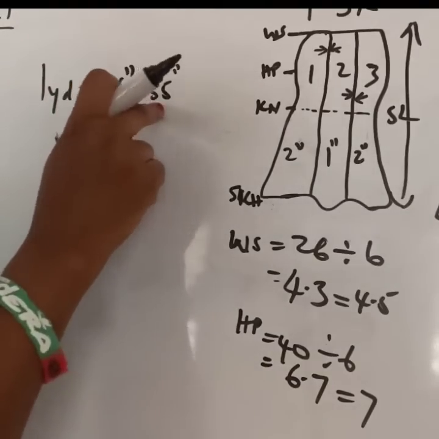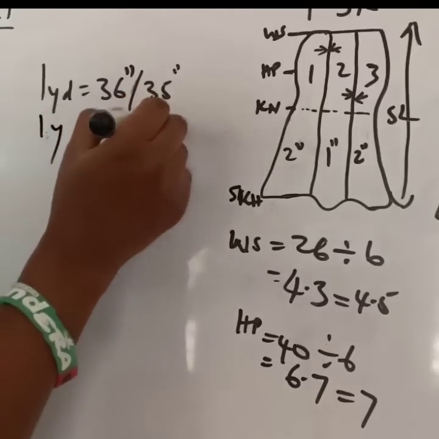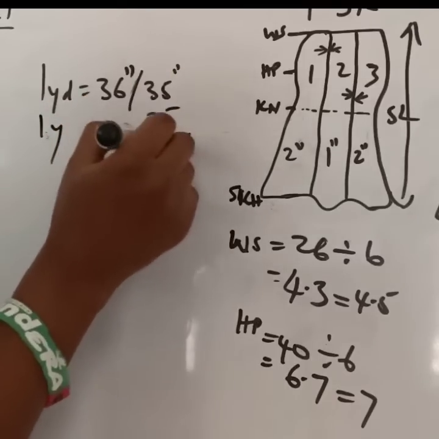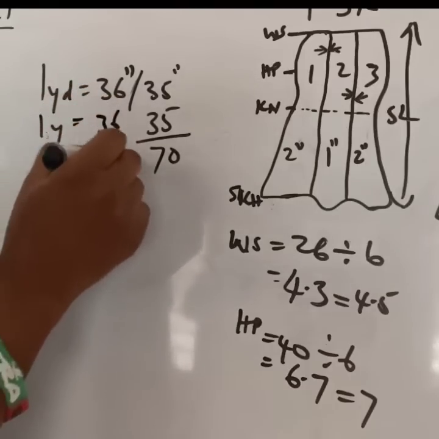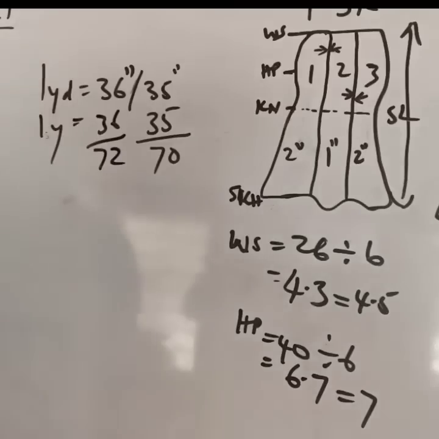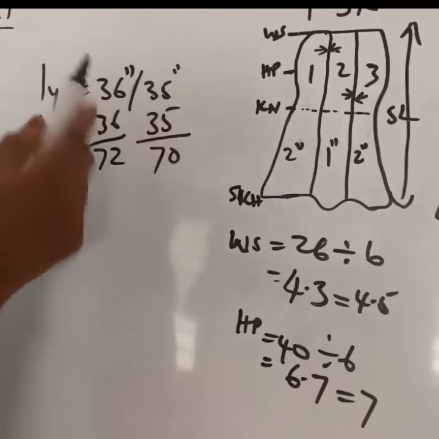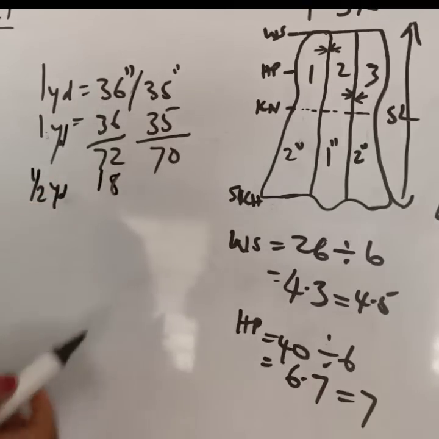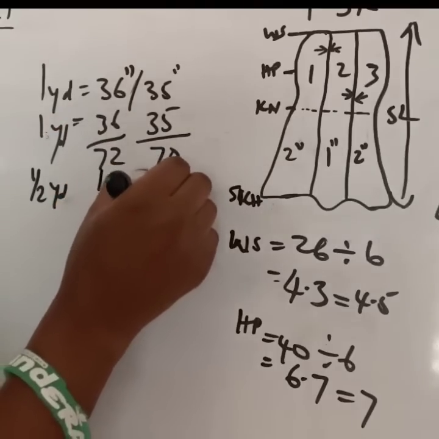So let's work with the one of 35. It means that 2 yards, another 1 yard again, you have another 35. You are going to have 70. If it is the one of 36, you are going to have 72. So that is why you need to measure. And then for half yard, half of 36 is 18, but half of 35 is 17.5.